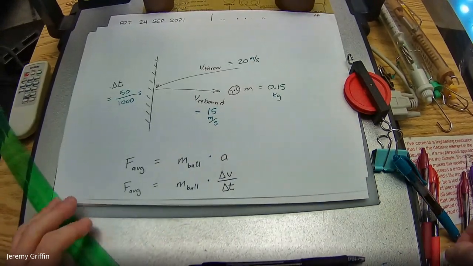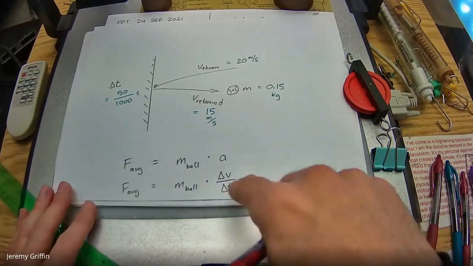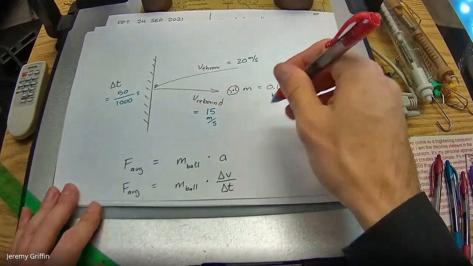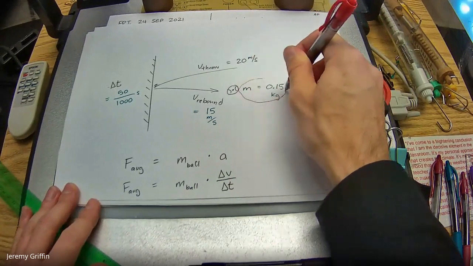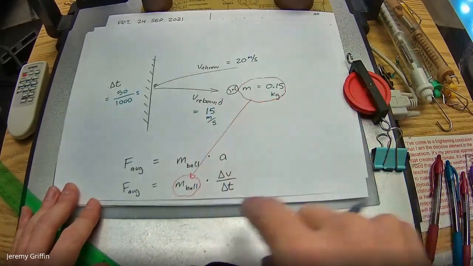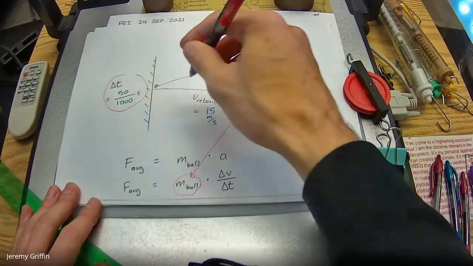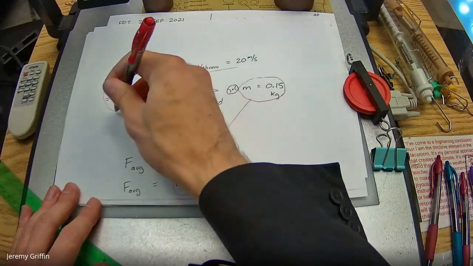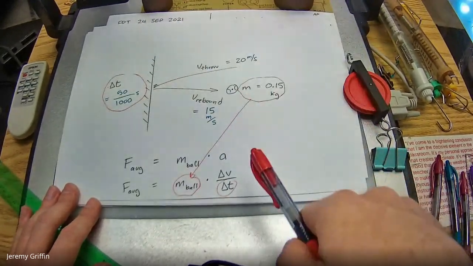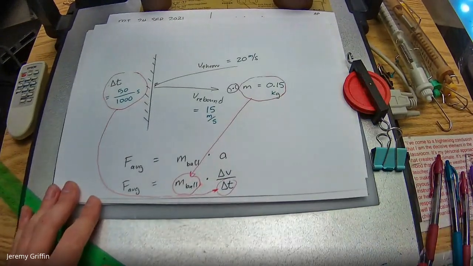Good. Now, as long as you can figure out what's what, then you'll be good to go. Like, the mass of the ball, that is that number right there. So that's easy. Check, done. The time interval, that's that number right there. So, check, done. But that feeds right in there.